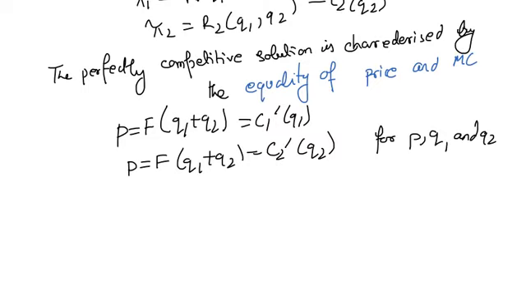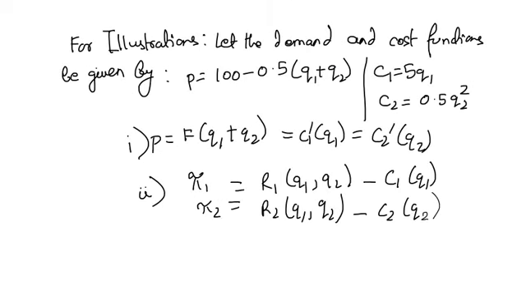The quasi-competitive solution may or may not be achieved in any particular market. In either event, it provides a standard with which various small number solutions may be compared. Such comparisons are particularly important in welfare economics. For illustration, let the demand and the cost functions be given as follows.